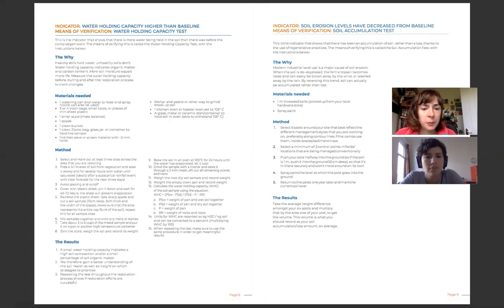And it's quite simple to do this test. The thing that you really need the most is an oven that can get up to 105 degrees centigrade. That's the most important thing that you'll need for this test. So locating one of those is something you'll need to ask Menno about.